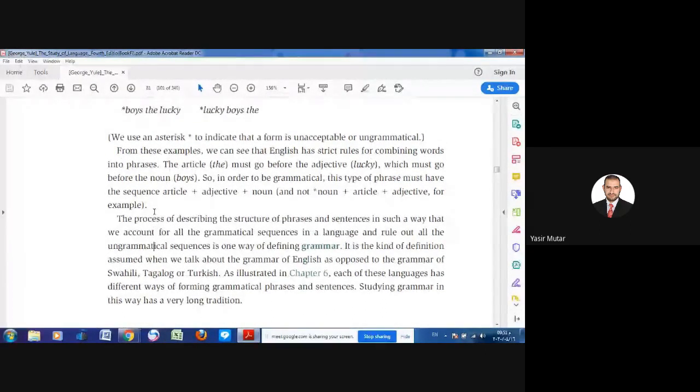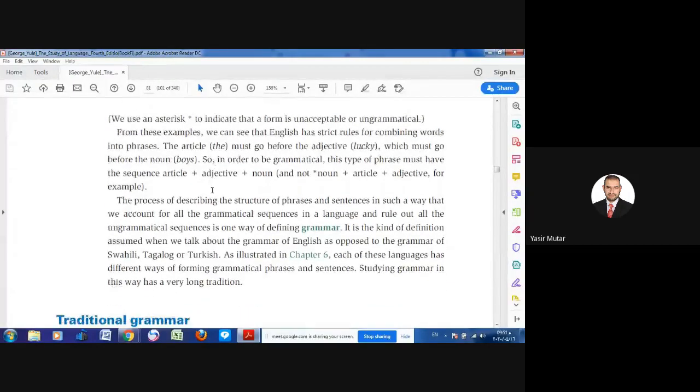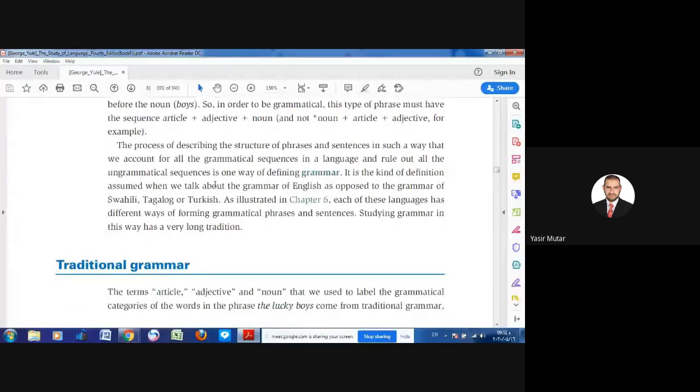What's written here is the same thing that we have just discussed. Why are boys the lucky or lucky boys not acceptable? This is related to the study of grammar within the language.